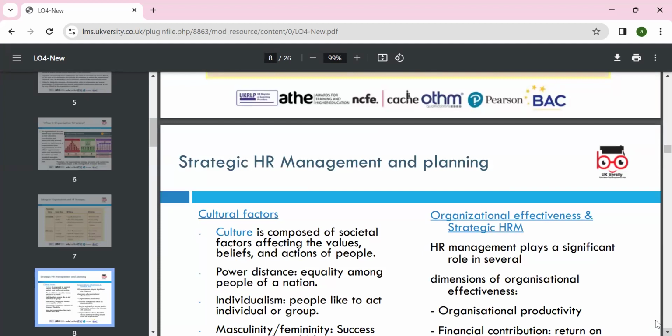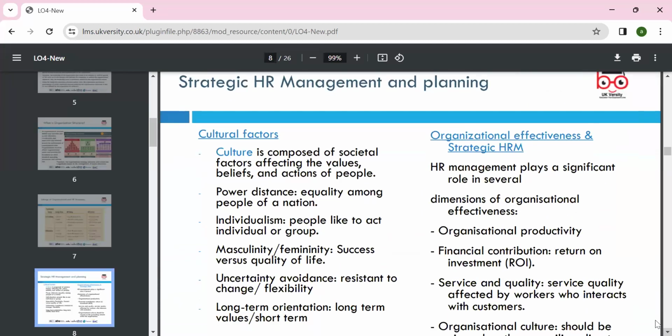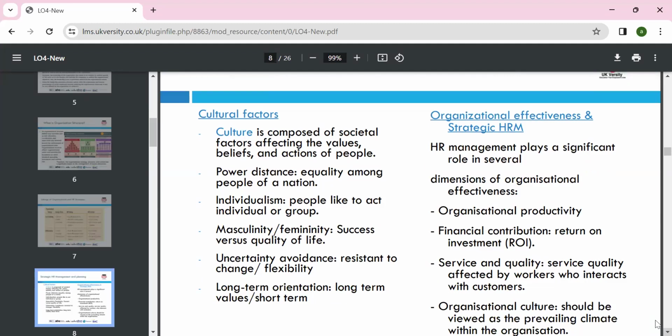So strategic management, which we can look around, the cultural factors. Culture is composed of the societal factors affecting values, beliefs, and actions: power distance, equality among the employees; individualism, whether people like to act individually or in a group; masculinity. These are given by Hofstede, who worked for IBM, and gave the different dimensions of culture: uncertainty avoidance, resistance to change, and long-term orientation values versus short-term, which we can look around.